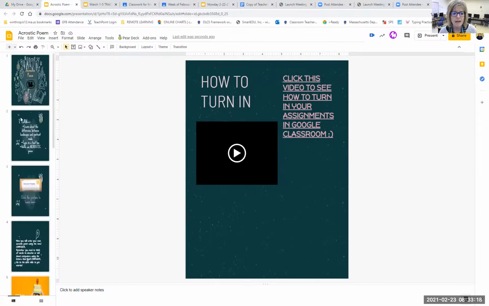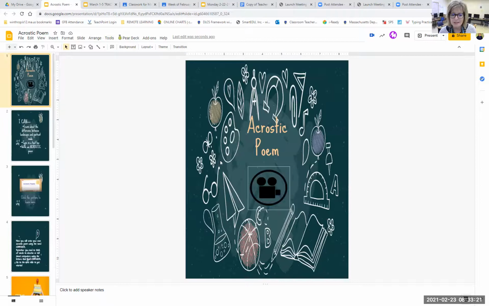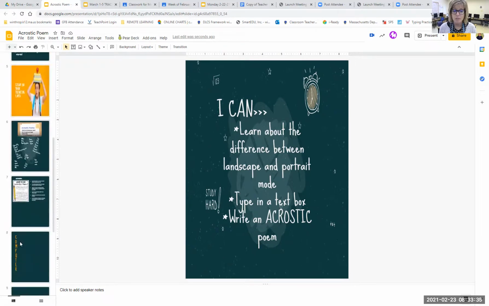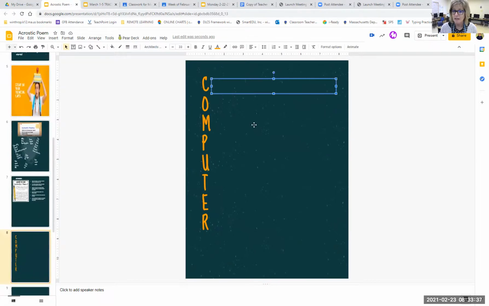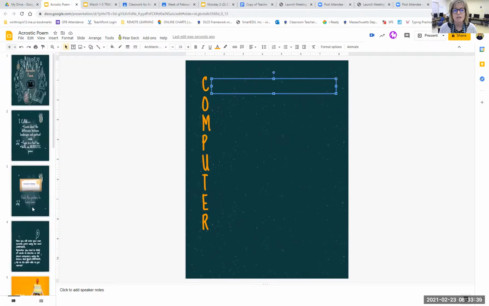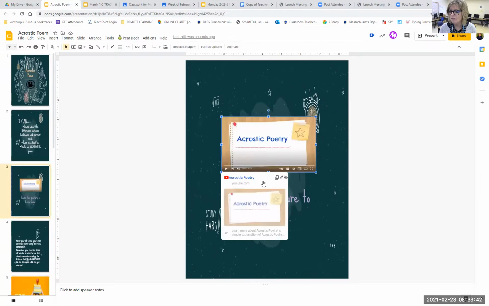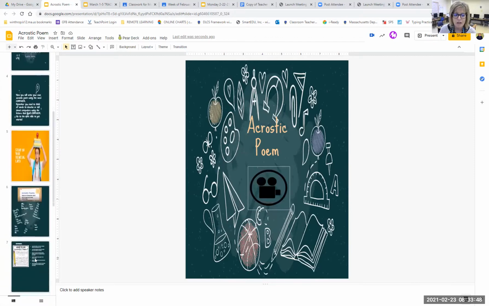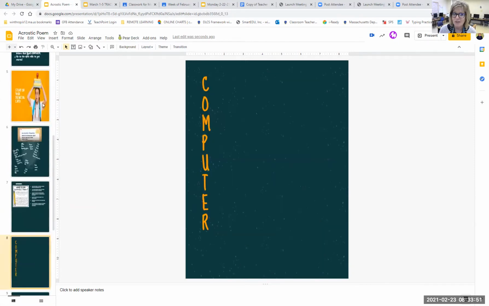Okay, so that is your lesson on acrostic poems, boys and girls. And I hope that you learned a little bit about portrait mode, up and down tall, landscape mode, going side to side, text box, you're going to need that when you come to slide number 8 and you need to start typing, and of course acrostic poems. So don't forget, if you want to watch this little video again, just to remind yourself on what one is, and you can write your very own acrostic using the word computer. I can't wait to read them.